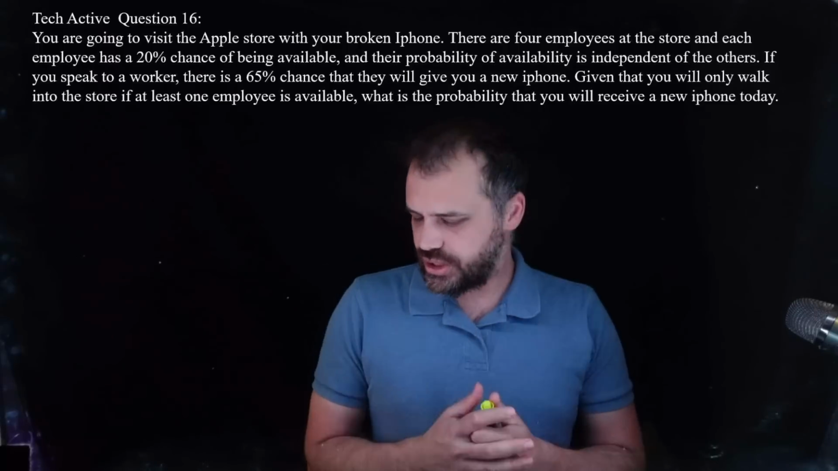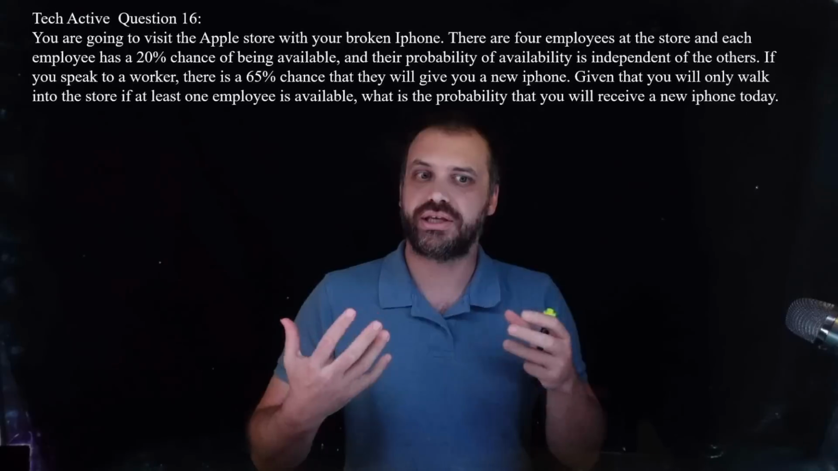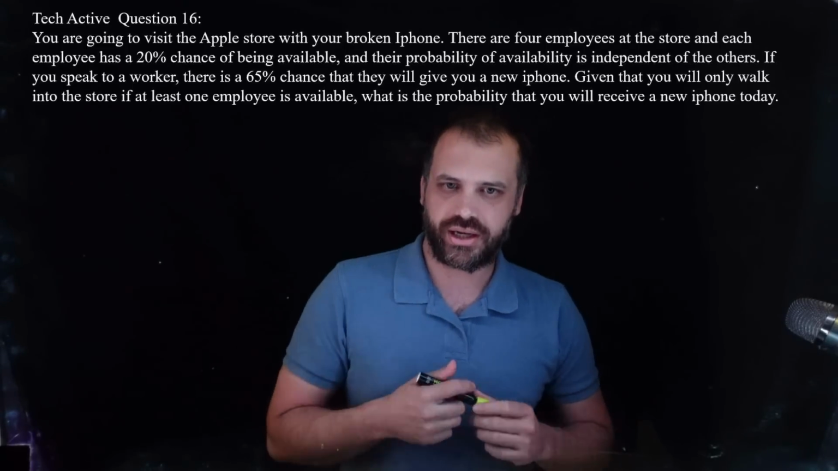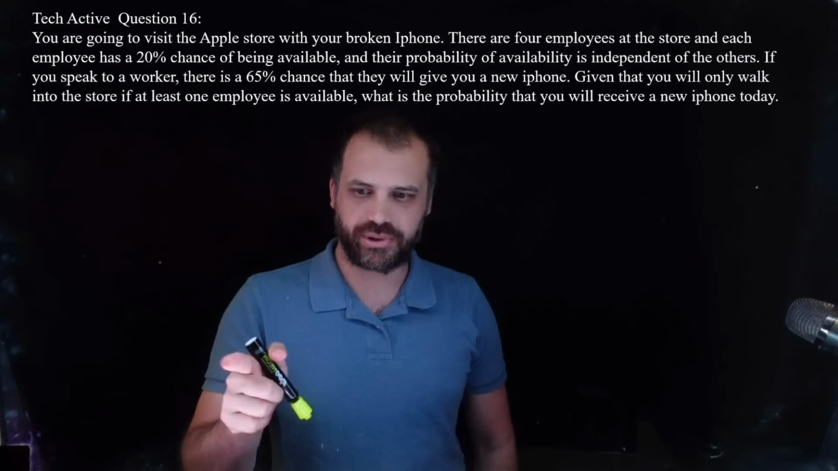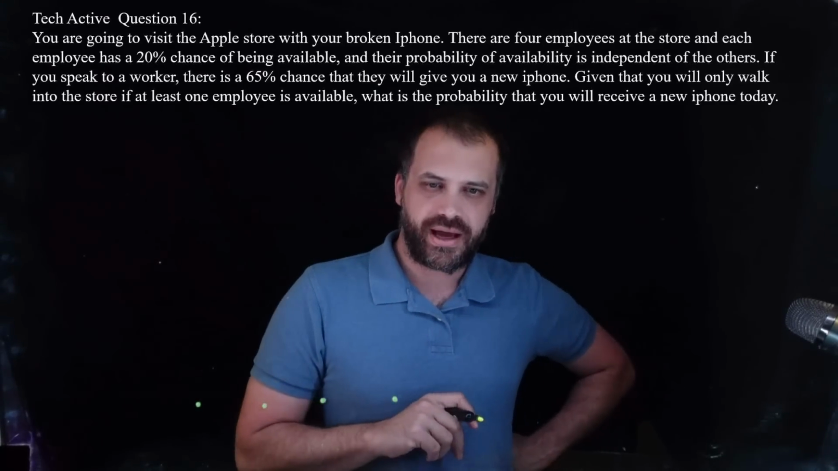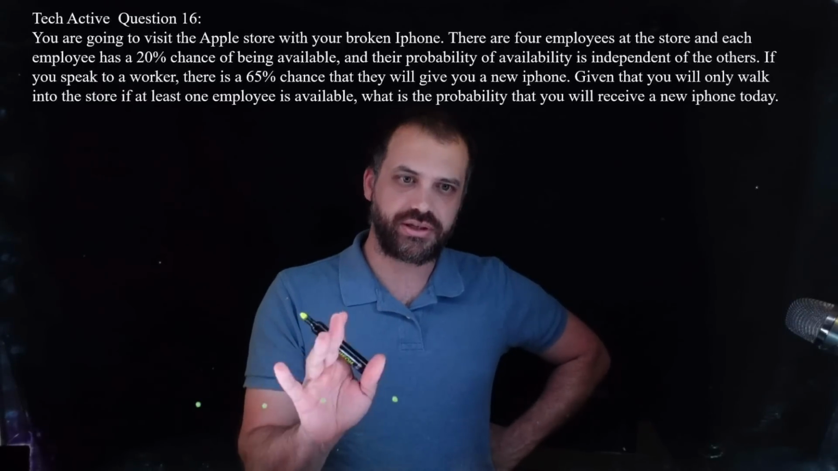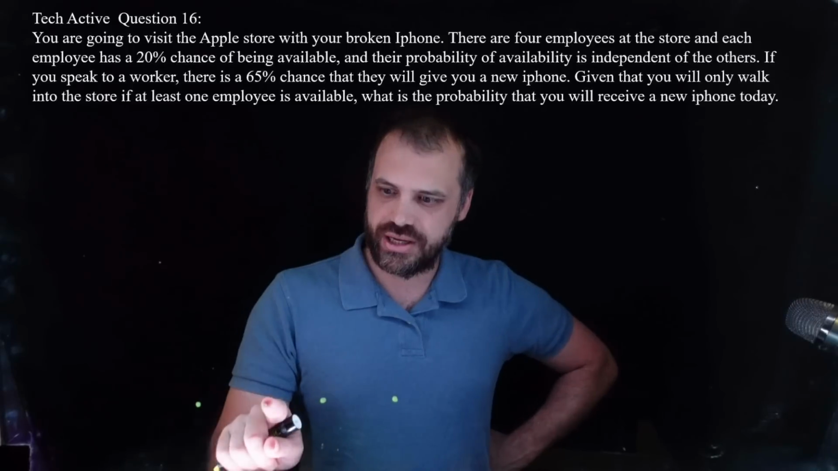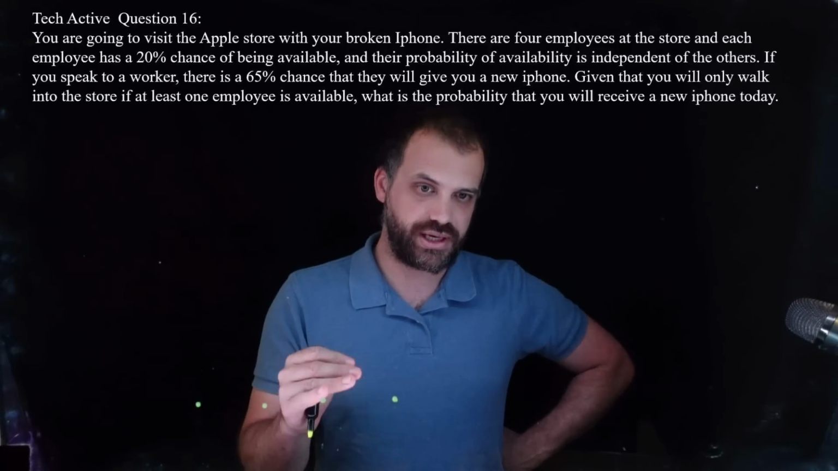So we've put this question in here because you've got to be able to look at a probability question and determine what is happening. Is it binomial, is it normal distribution, etc. Okay, this person's going to the store with their broken iPhone. There are 4 people at the store, 1, 2, 3, 4. They each have a 20% chance of being available, and their probability of availability is independent of the others. So discrete things, each having the same probability, 20%.